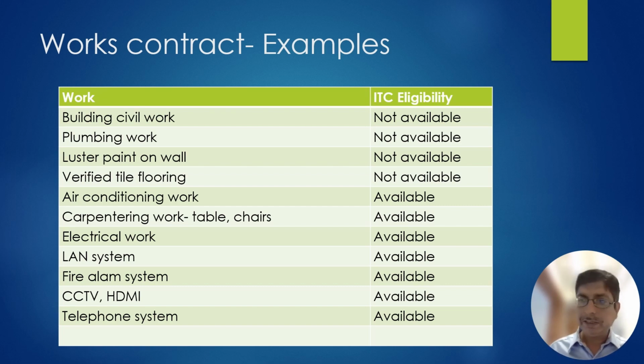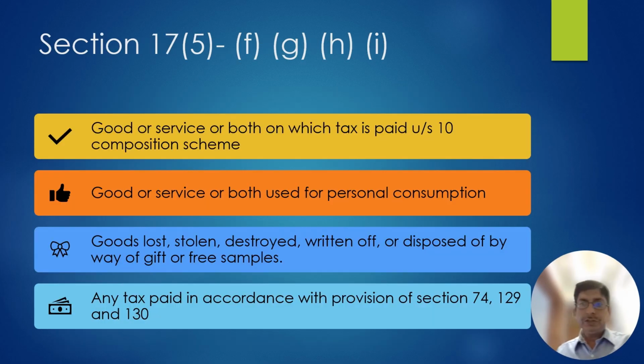All these are movable items. They are not fixed. The test is if it is fixed to earth, the credit is not available. If it is not fixed to earth, the credit is available. How to apply the test of fixed to earth? Can you remove it without damaging that property? Then it is not fixed to earth. If you cannot, it means it is fixed to earth. The credit is not available. Okay. Now let's move on to the other clauses of section 17(5) F, G, H, I.